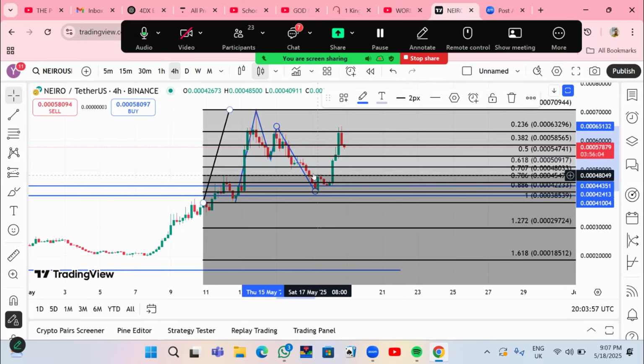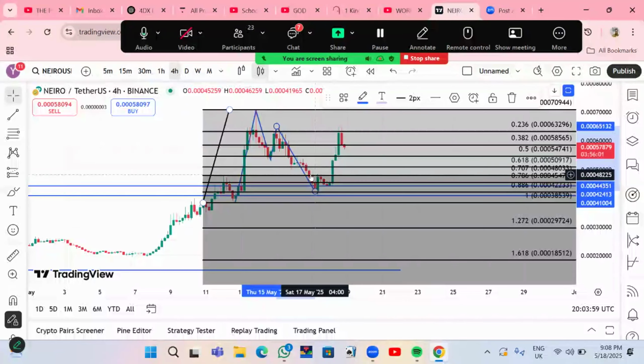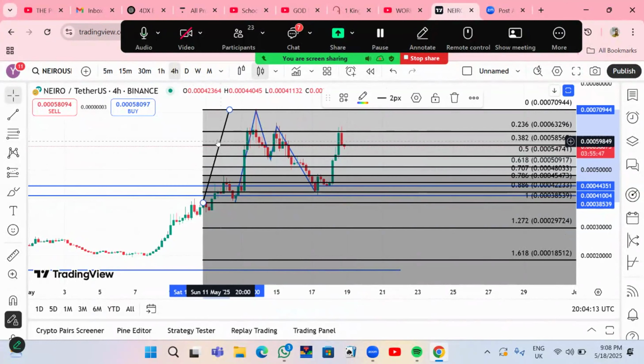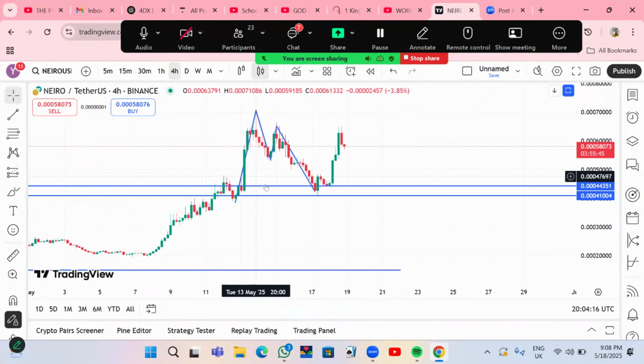We had a bullish engulfing candlestick pattern. That's another entry. That's another confirmation. The first confirmation was this M pattern that formed. The second confirmation is this bullish engulfing candlestick pattern. Let me delete this so that we can see it very well. So this is the second confirmation.